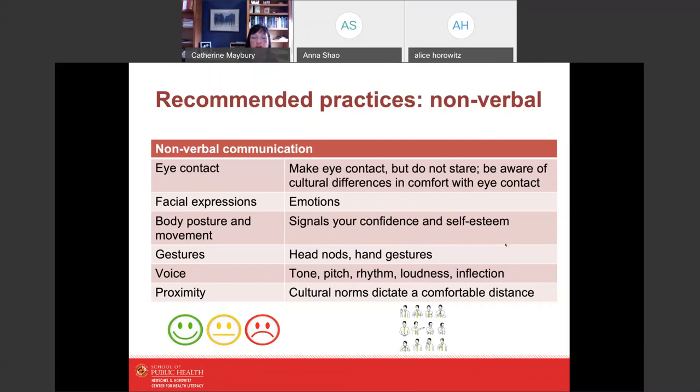Our voice is another important part of our communication. It's not nonverbal, but it's really important. And we need to think about things like the tone and the pitch and the rhythm, the loudness or the inflection. And then proximity. Cultural norms and COVID-19 dictate a certain amount of distance, and we just simply want to be aware of them so that we don't violate those. And finally, besides thinking about your own nonverbal communication, you want to pay attention to the body language and the nonverbal communication of your audience, because it can signal if they have questions, whether they agree with you or disagree, or if they want to ask a question.